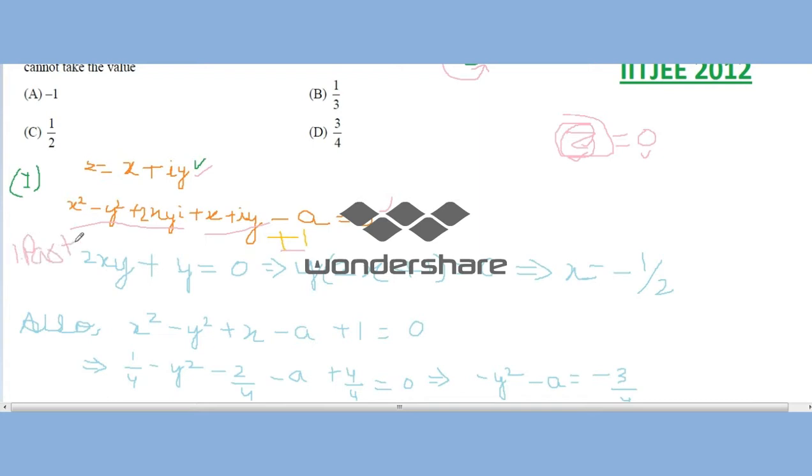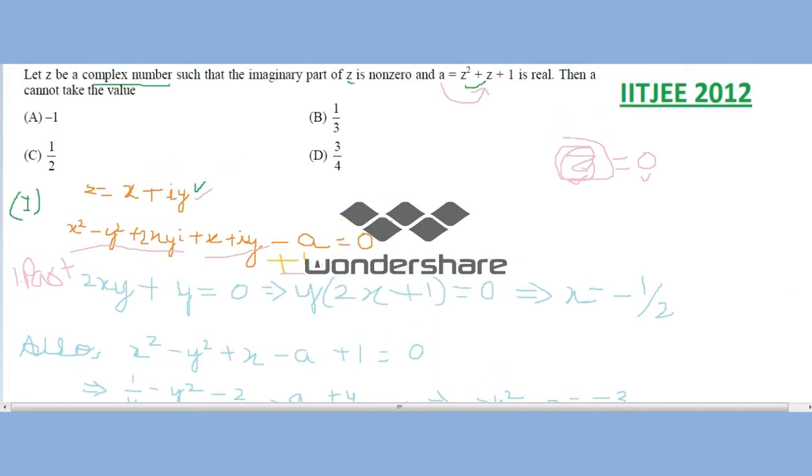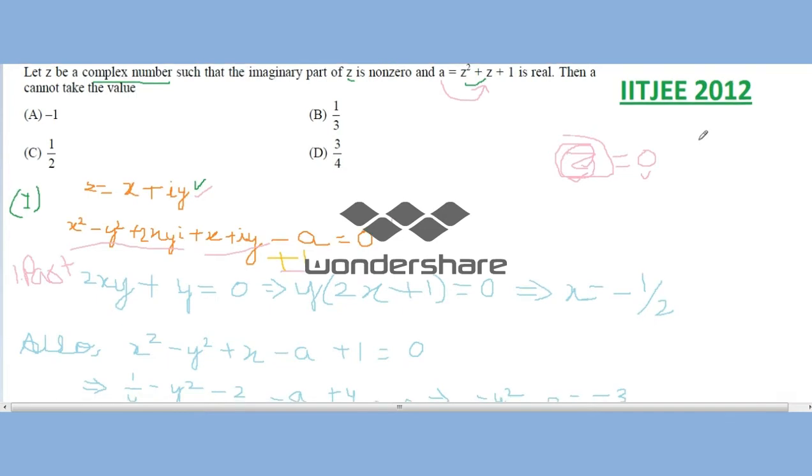And one thing I would like to say is that simply watching will not help you. You must pause the videos and try yourself first. Then we equated the imaginary part to 0 and the real part to 0. The imaginary part is 2xy iota plus iota. Since there are two imaginary parts, this and this, 2xy iota plus iota equals 0. Taking y common, we get y into (2x plus 1) equals 0.